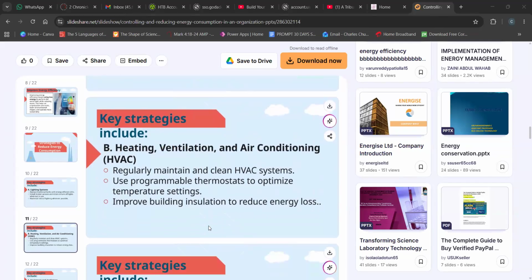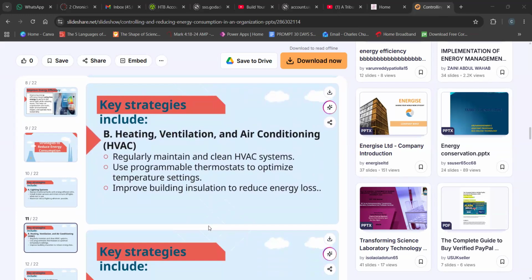All right. So the next strategy, I'm not sure if you mentioned this, is heating, ventilation, and air conditioning. Using programmable thermostats to optimize temperature settings and improving building insulation to reduce energy loss. Yes, you mentioned that. So that's the second strategy, having to do with heating, ventilation, and air conditioning, and the acronym for that is HVAC.